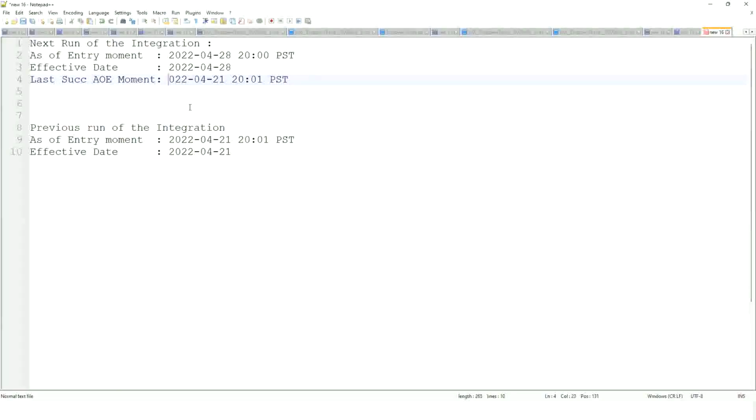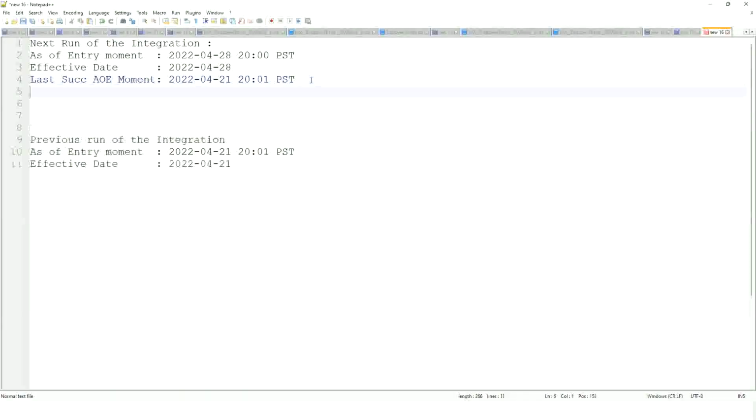We all agree to that. Right, because that is the last successful, because I hope that integration completed successfully. And last successful effective date. What would be the last successful effective date? 21st of April, right? Because that was the effective date in the previous run of the integration, right? That's it.